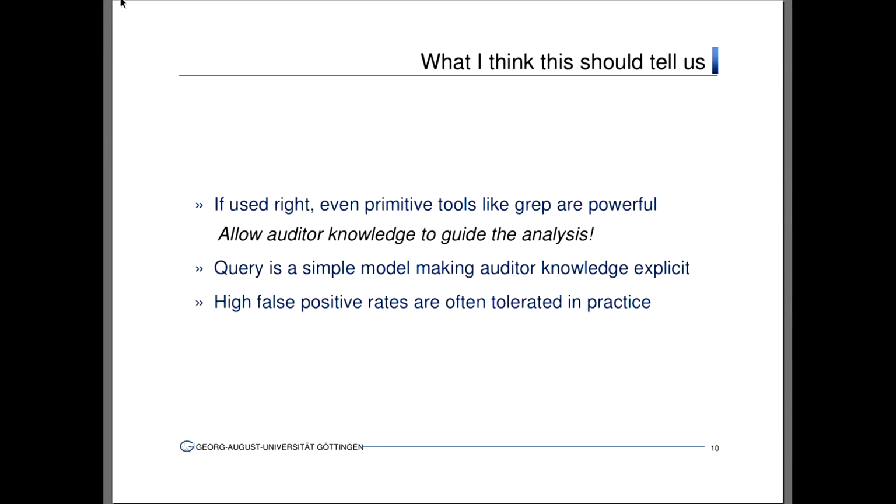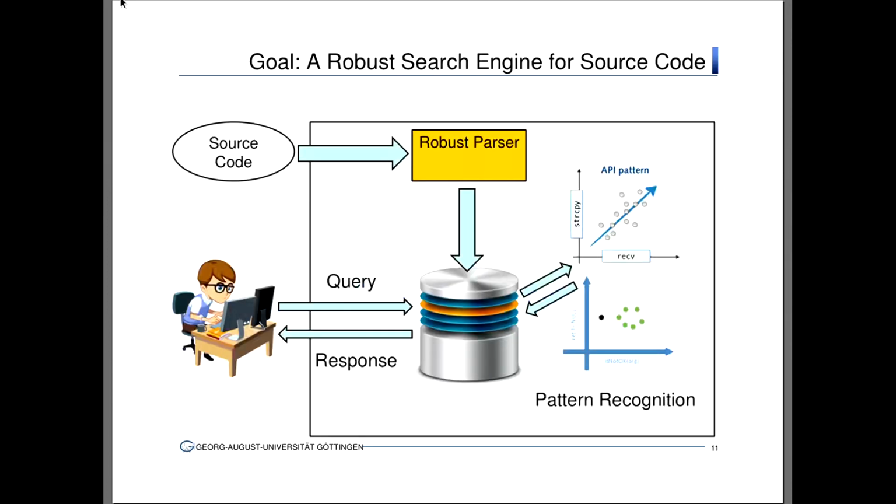And then finally, it shows that false positive rates for bug hunting are not so much of a problem. If you have 50 hits and in there are 7 0-days, well, then that's fine. You read a bit of extra code, but who cares? So that gave me the idea of, maybe we can build a search engine for source code that can be used to find bugs. And that's what this talk is about.